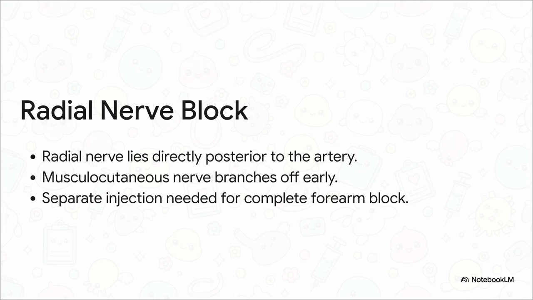The radial nerve sits directly behind the axillary artery, which makes it incredibly vulnerable to needle trauma if you're using a posterior approach. And here's a quick clinical pearl. Notice how the musculocutaneous nerve actually branches off early to travel outside this main sheath, right into the coracobrachialis muscle. That perfectly illustrates why you need a totally separate targeted injection if you want to completely block the forearm.